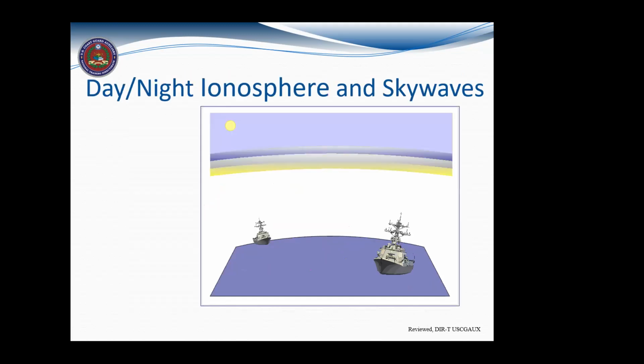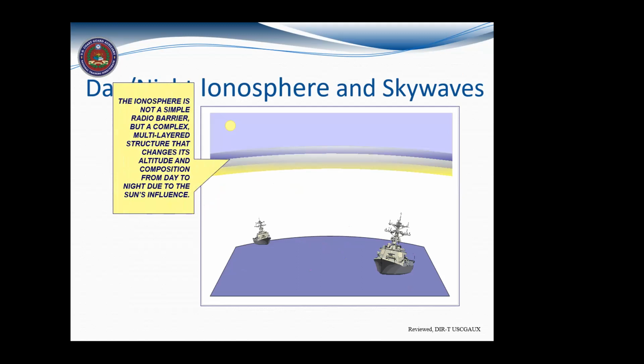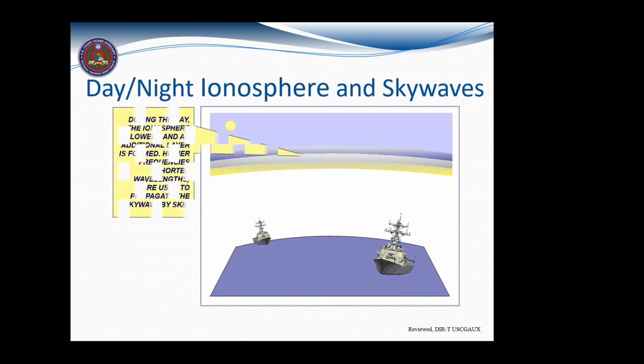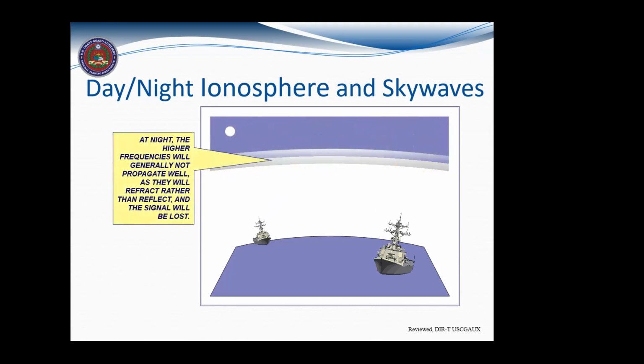The time of day affects the characteristics of the ionosphere. So as the day changes, you may need to change the frequencies to find something that will adequately bounce. So at night, the higher frequencies will have a tendency to penetrate, and the lower frequencies will have a tendency to reflect.